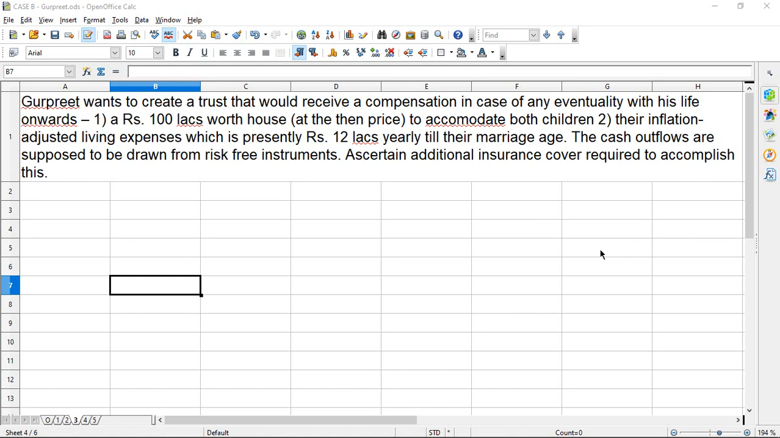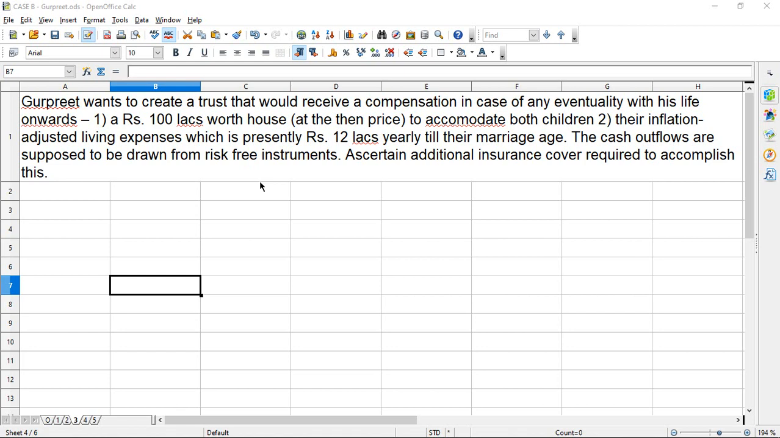Welcome. Let's quickly check out question number 3 of case B. Gurpreet, I will just read out the question. Gurpreet wants to create a trust that would receive a compensation in case of any eventuality with his life onwards. 1. A rupees 100 lakhs worth house at the then price to accommodate both children. 2. Their inflation adjusted living expenses, which is presently rupees 12 lakhs yearly till their marriage age.